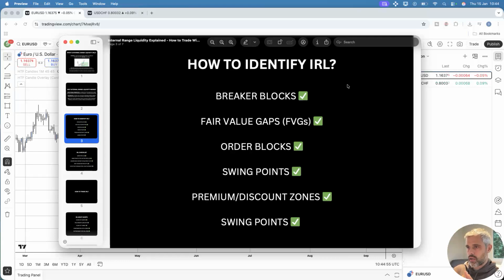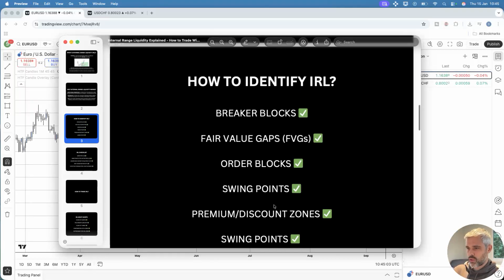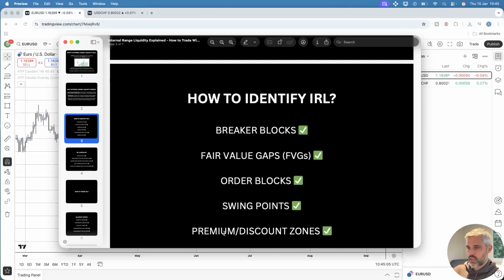You've got breaker blocks, fair value gaps, order blocks, swing points, premium and discount zones. So these are the predominant areas of internal range liquidity that we are going to focus on.